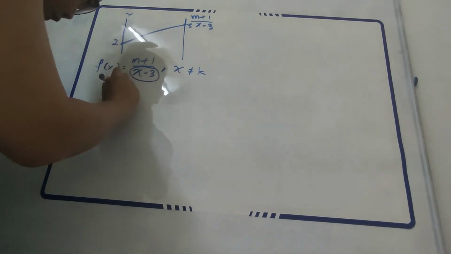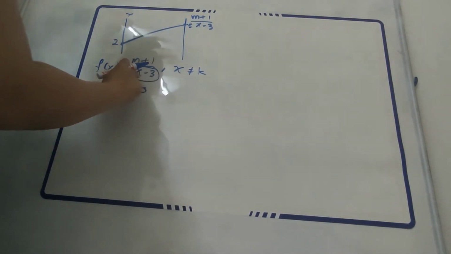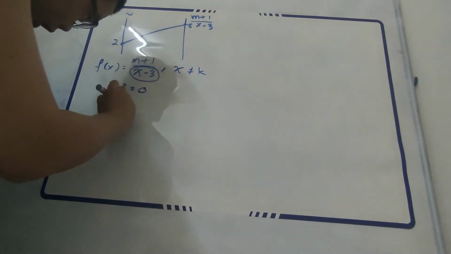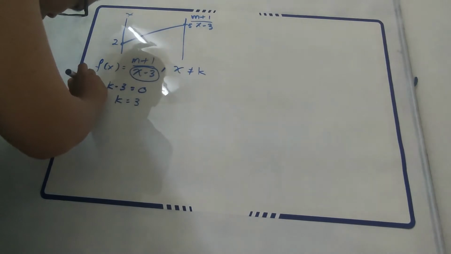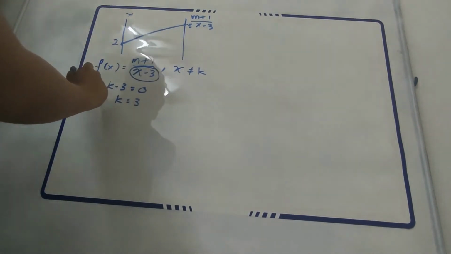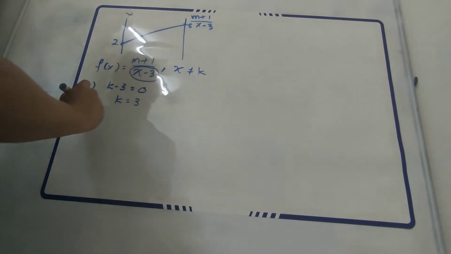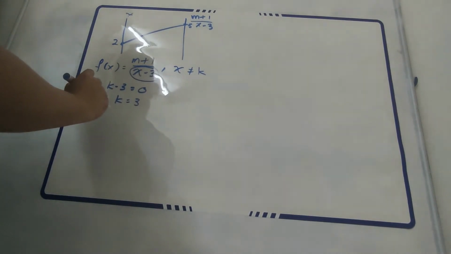So k minus 3 is equal to 0. The denominator cannot be 0, so k is equal to 3. This is the answer for question 14, part A. And for part B, find the value of m.